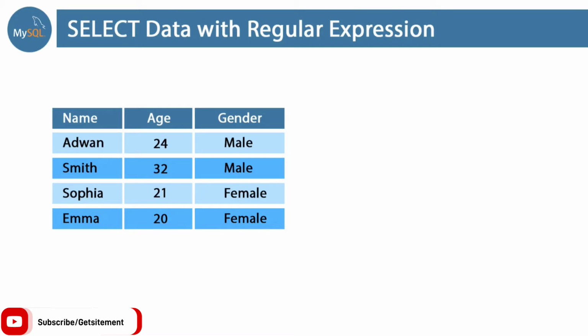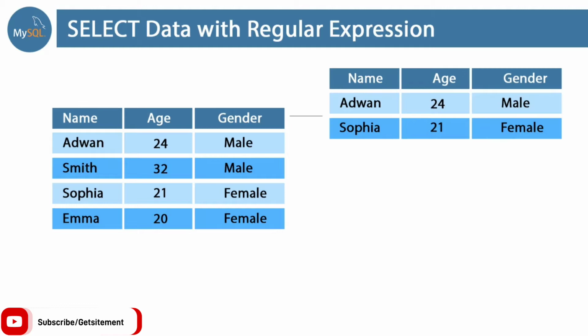Here you can see a dummy student table, and I want to search those students whose name end with WAN. With this, I want to search another pattern. If there is a name and OPH written in that name, then show me the name. And if we try to find this kind of record from this table, then it's written these two results, Advan and Sophia, because Advan end with WAN, and you can see the characters OPH in Sophia. For this kind of searching, we use regular expression.